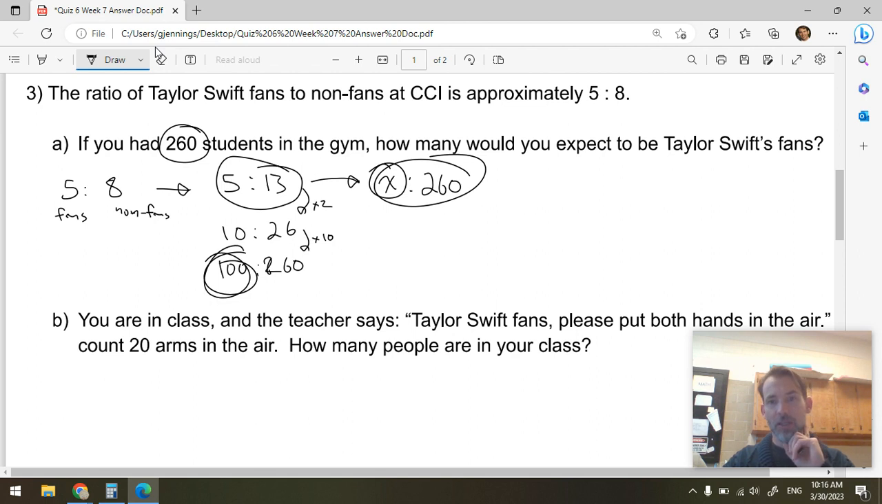X is 100, and so there are about 100 Swifties. Do I have to capitalize Swifties? In the gym.